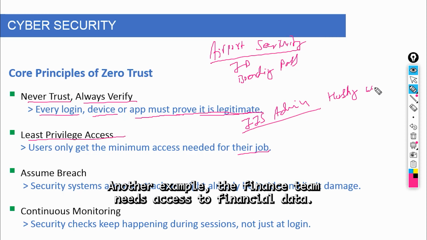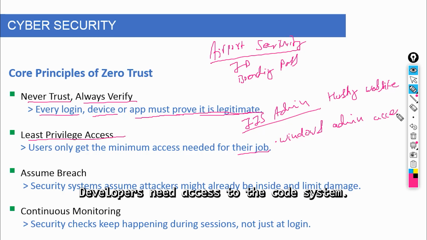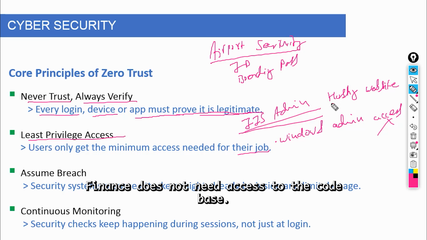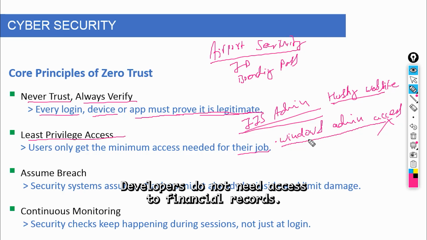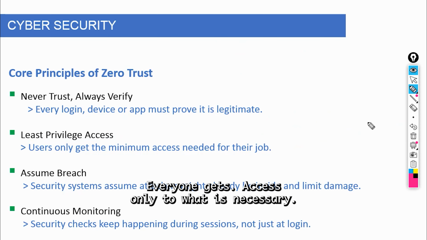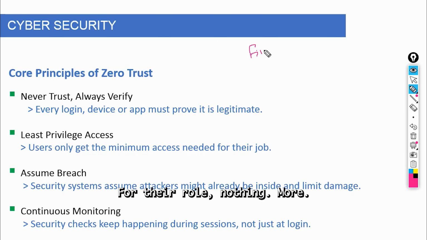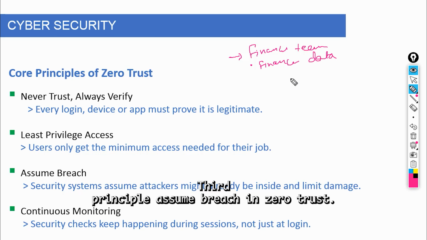Another example: the finance team needs access to financial data. Developers need access to the code system. Finance does not need access to the code base. Developers do not need access to financial records. Everyone gets access only to what is necessary for their role, nothing more. That is least privilege.